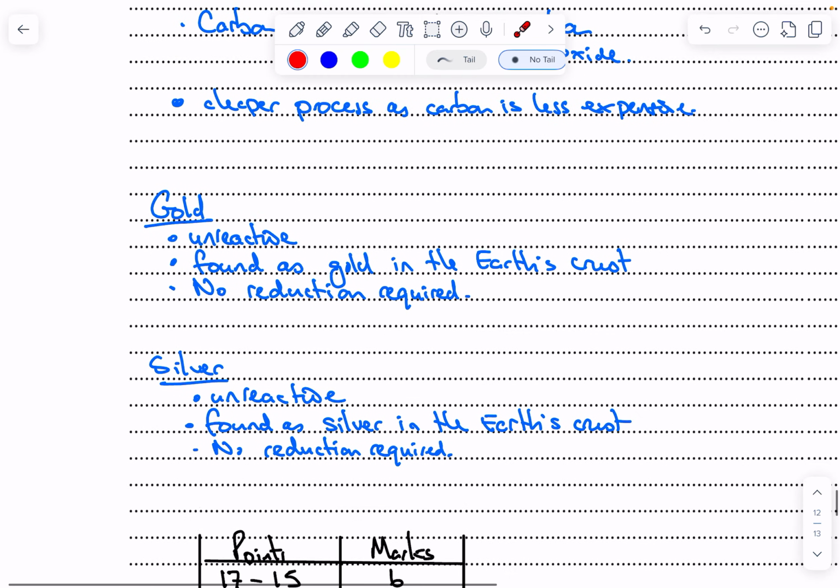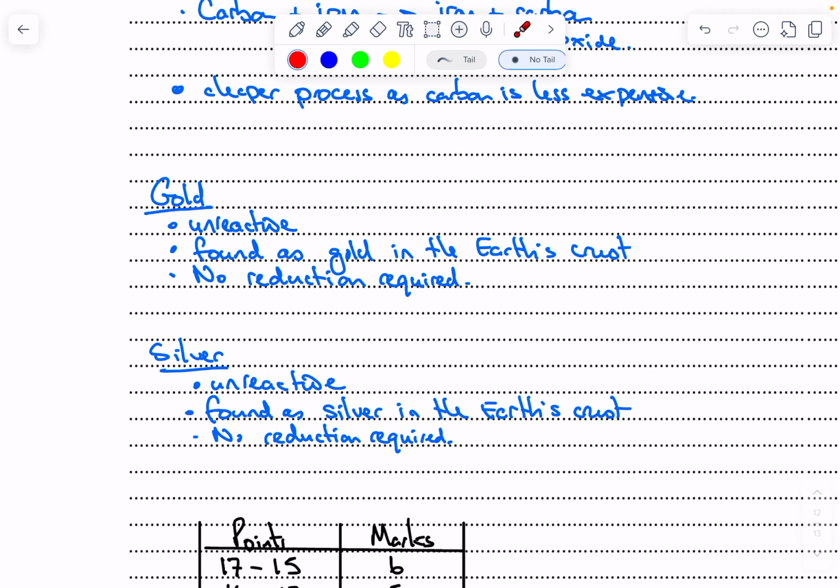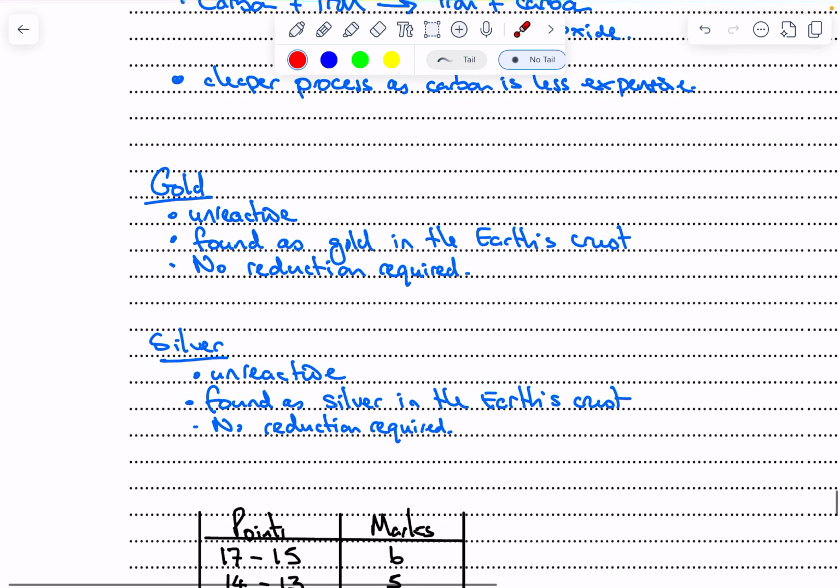Gold and silver, 2 similar approaches here. Both gold and silver are unreactive, and therefore we find them as the elements in the Earth's crust. We find gold as gold, and we find silver as silver, and therefore there's no reduction required at all to get the metals from the ground.